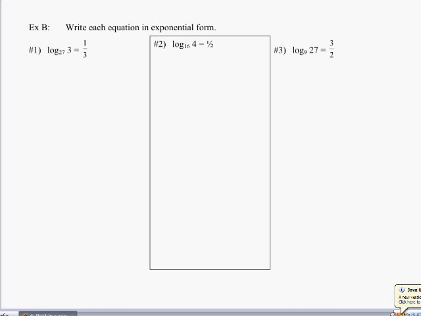Example B. Write each equation in exponential form. We're doing this backwards now. Let me do this first one for you. Our base is 27. Easiest part, I think. Your exponent is what was by itself. It's a third. Equals what was your argument.